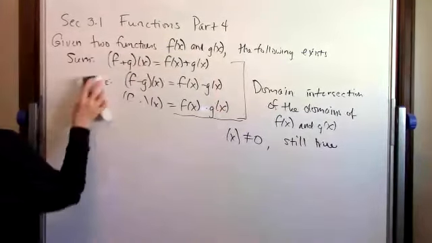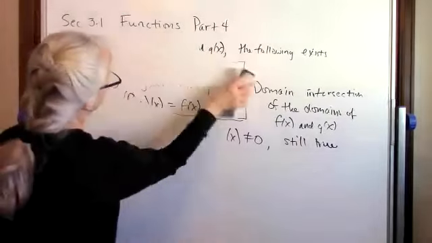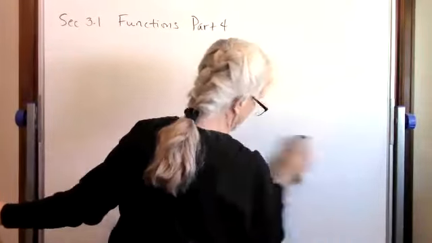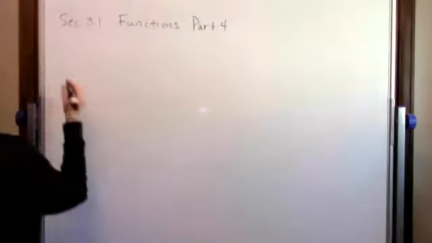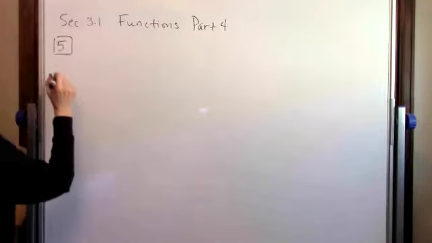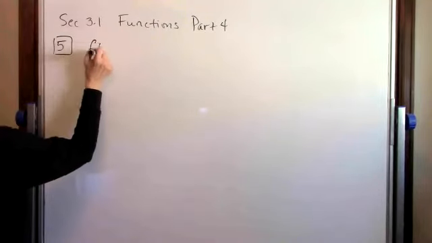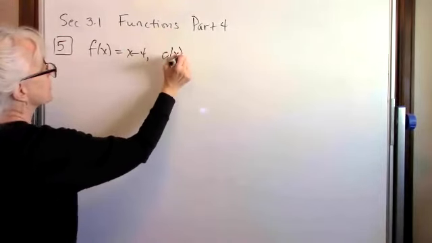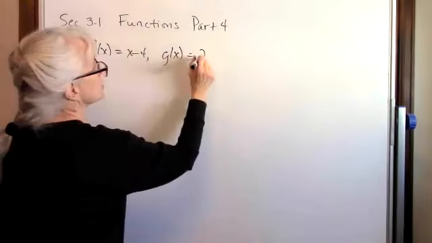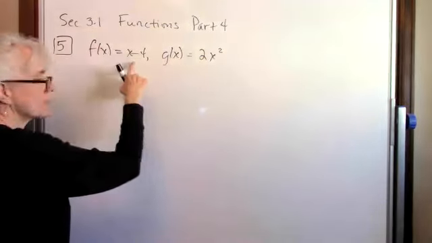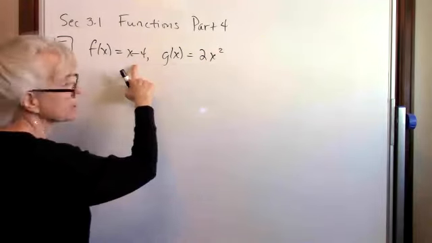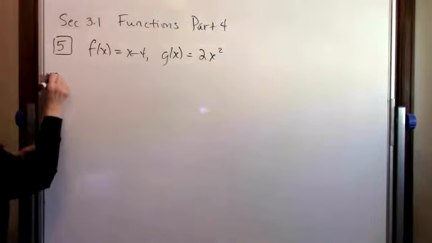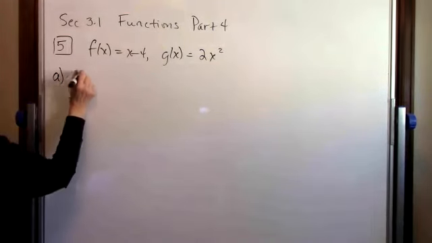So we're up to example 5. Big section, there's a lot in it. In example 5, our two functions are f of x equals x minus 4, and g of x, the second function, is just 2x squared. So again, f is a linear function, a first degree function because it has no exponents. g is a quadratic function because of the exponent of 2. So we have to be careful about what we're doing and follow the directions carefully.